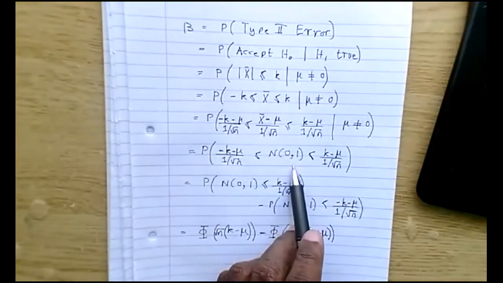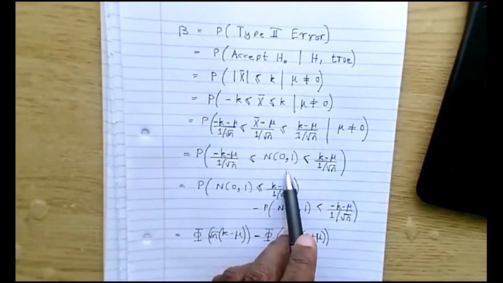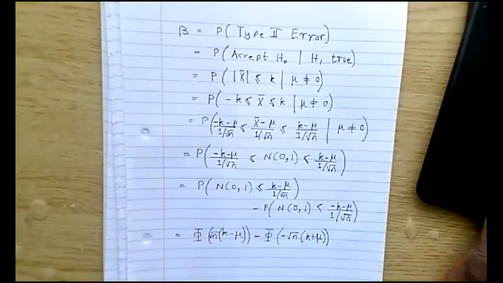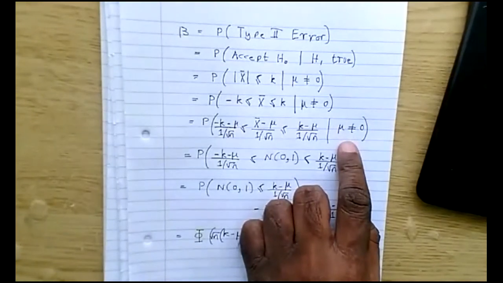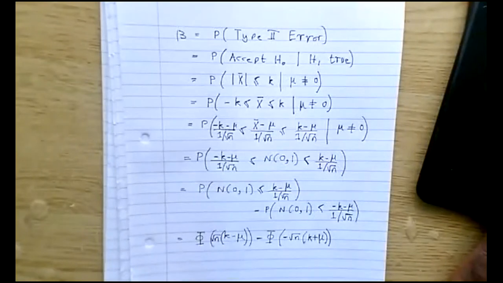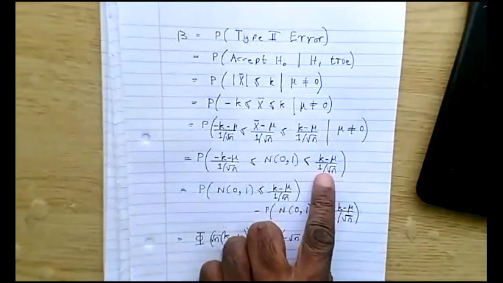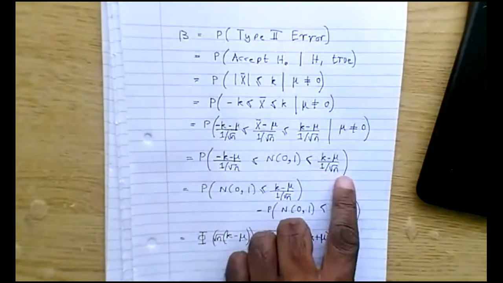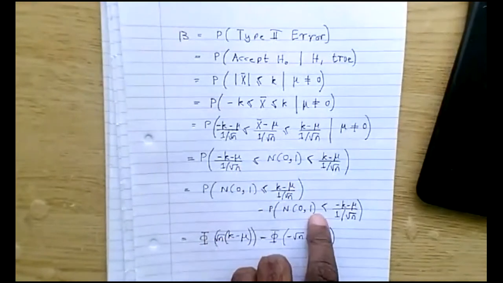So hence it's the same if mu is equal to zero, but in this case, we don't know what mu is. So we have to keep it as mu, because it only says that mu is not equal to zero, which could mean essentially any value for mu. We cannot replace mu by zero or anything. So we have to keep it as mu and then write this as the difference. And finally, this statement.